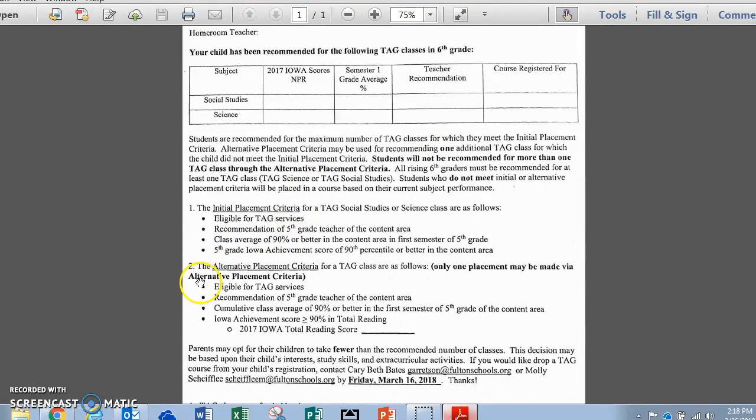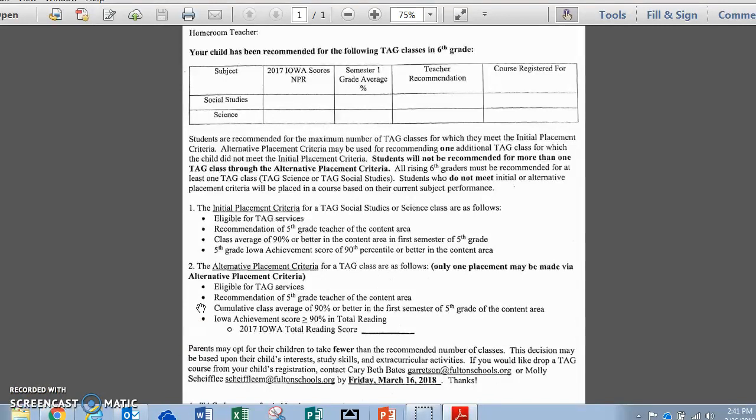Now the alternative placement, you'll notice a lot of similarities. It's also eligible for TAG services. Are they recommended by their 5th grade teacher? And the cumulative class average in that same content area, so the science or social studies. The difference here is we look at the Iowa reading, but they still need a 90th percentile or higher.